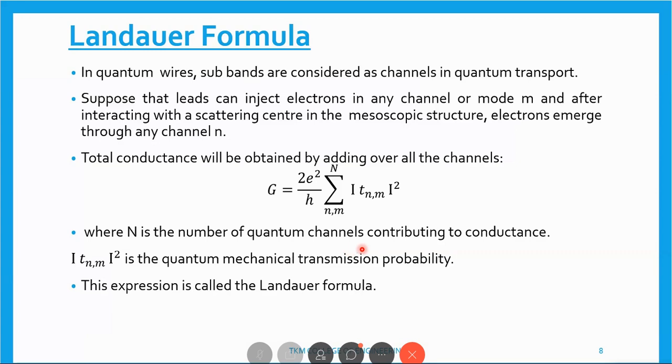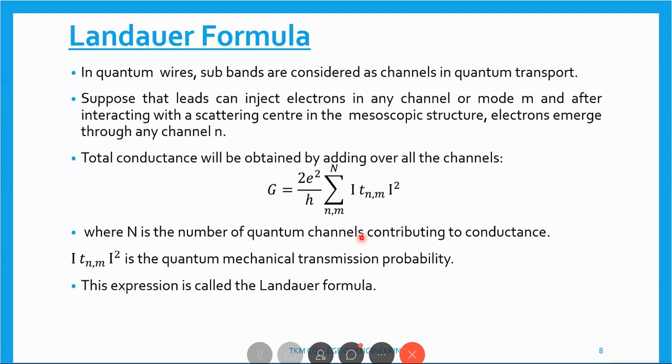Here we have considered only 2 leads and many subbands. But what if you connect many probes or many leads, and if the channel is having different subbands as told, now we'll get a more generalized formula which is called the Landauer-Büttiker formula.